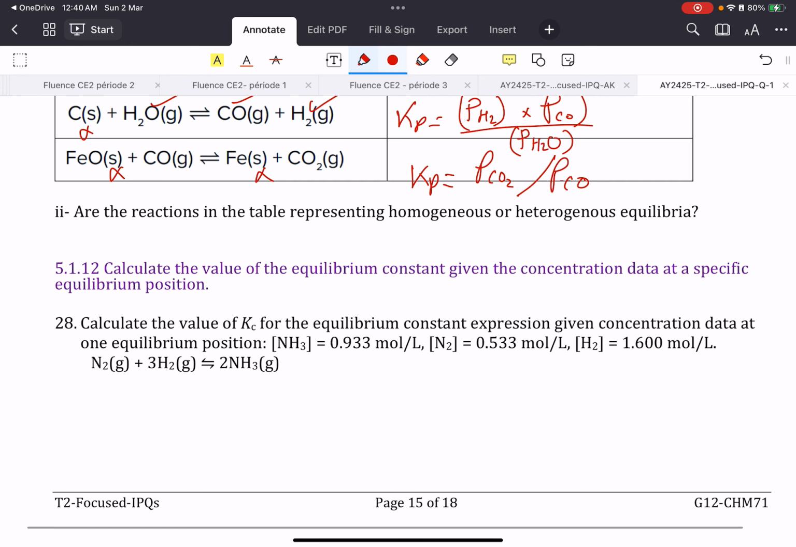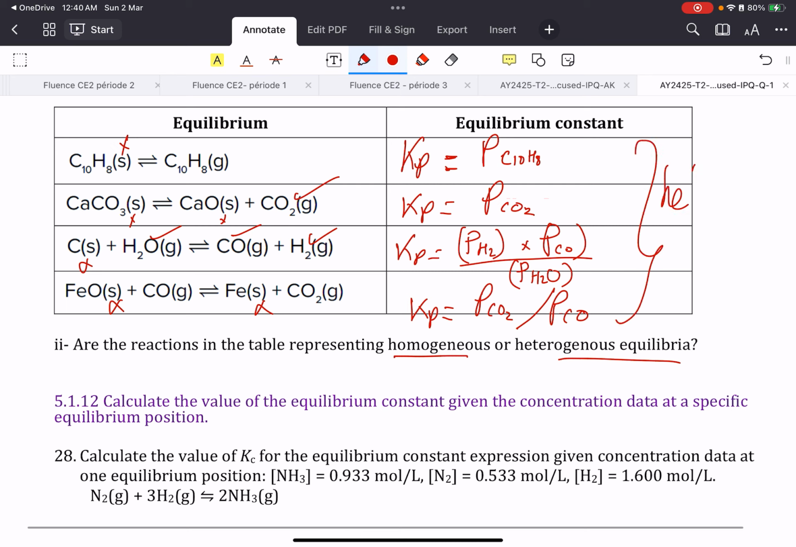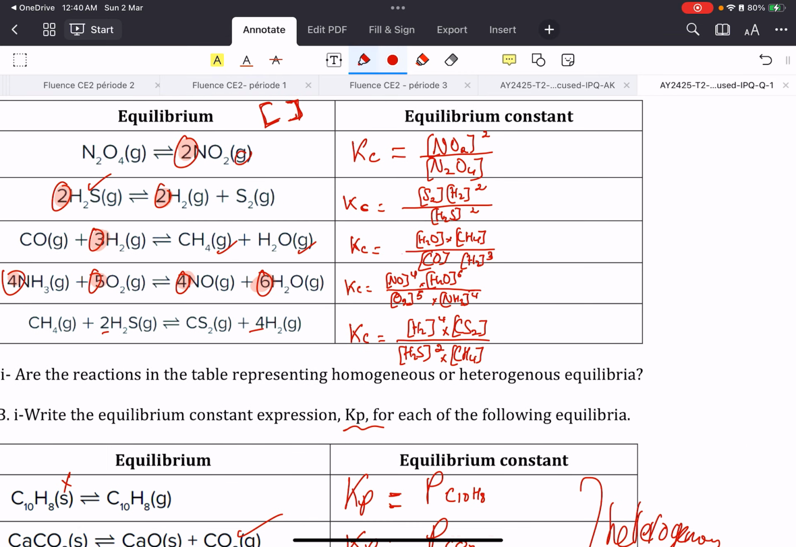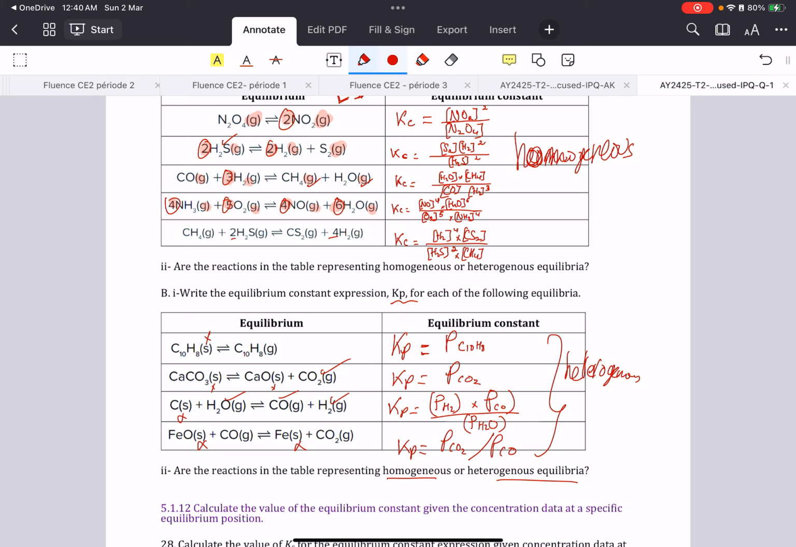Moving on with the questions. Are the reactions in the table representing homogeneous or heterogeneous equilibria? Here, heterogeneous equilibria. But this table here, homogeneous, because everything here has the same physical state, all gases. So here, homogeneous equilibria. Down here, heterogeneous equilibrium.